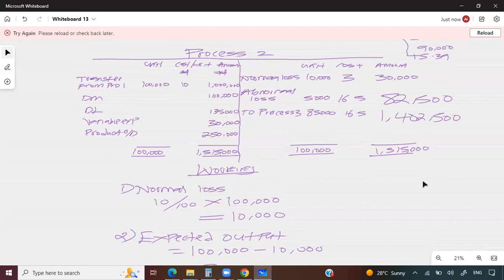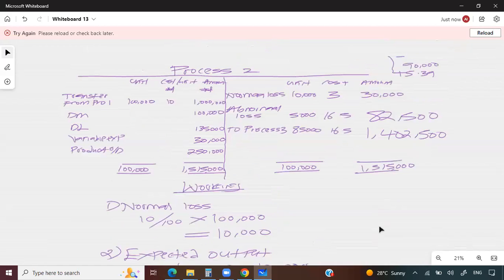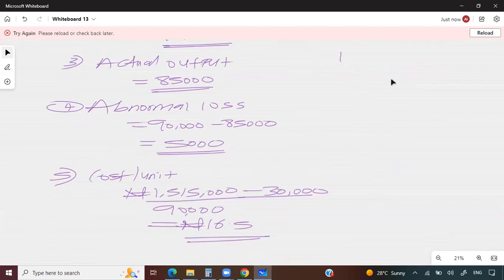So the unit is what? 85,000 at 16.5. The total cost is what? 1,515,000 minus the scrap value, divided by what they expected. That will give us the unit. This is what we spent, but we also received 30,000 now. So we are using the net. So let's go to process 3.